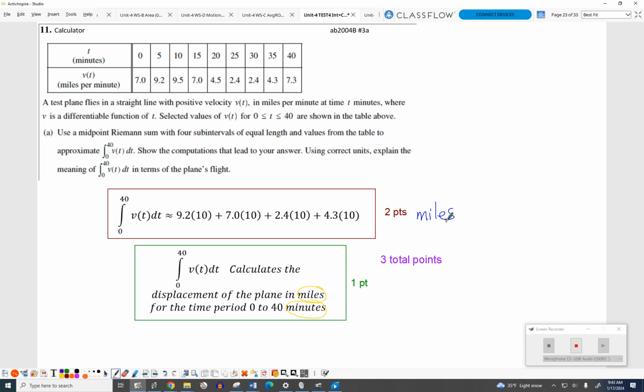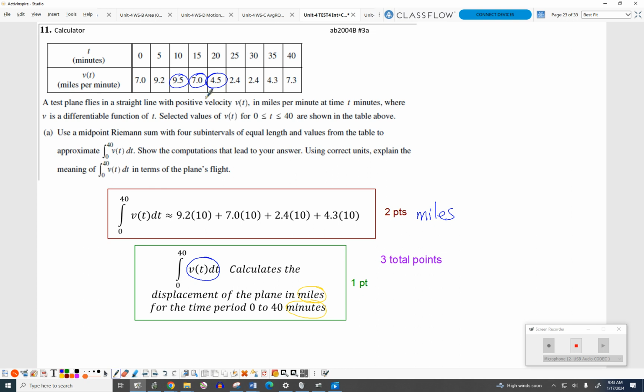You just want to be a little careful. If any of these values had been negative, meaning the plane changed direction, then your answer would have been wrong, because this integral will calculate displacement, not distance traveled. Yeah, also because it said positive velocity at the top. Yeah, you are correct.